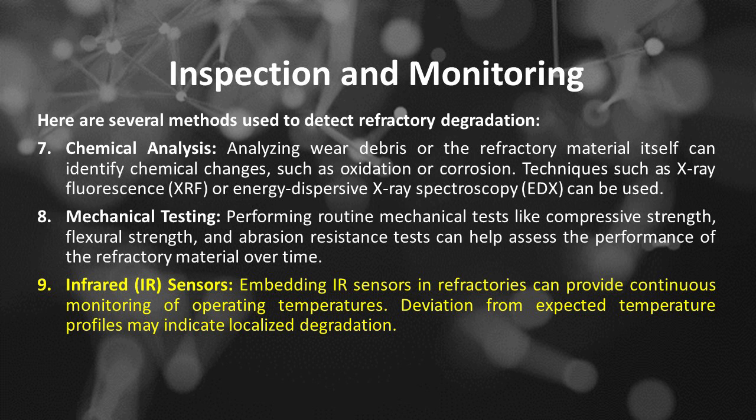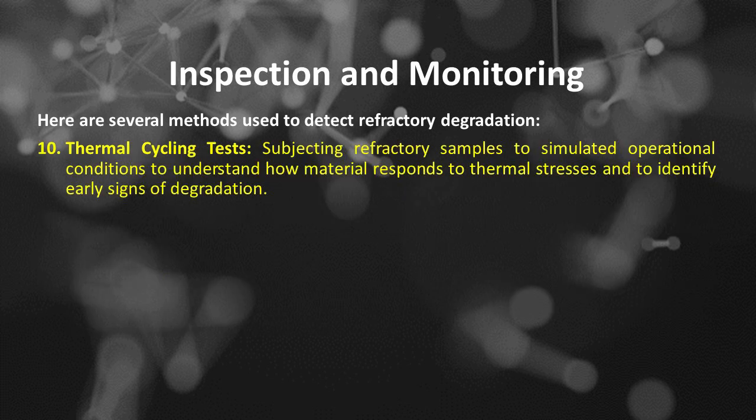Number 9 is infrared, or IR, sensors. Embedding IR sensors in refractories can provide continuous monitoring of operating temperatures. Deviation from expected temperature profiles may indicate localized degradation. Number 10 is thermal cycling tests, subjecting refractory samples to simulated operational conditions to understand how material responds to thermal stresses and to identify early signs of degradation.